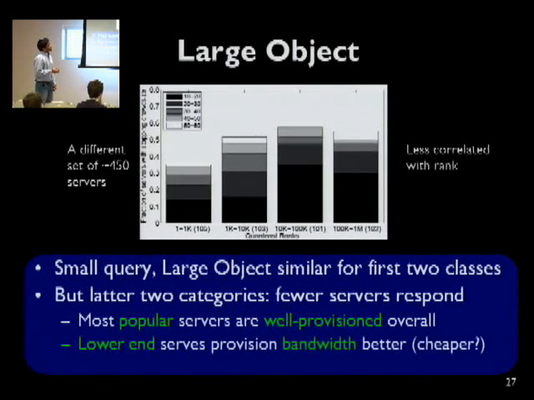And this is the bandwidth test, where all clients request the same large object. The thing that's a bit surprising is, in the first two rank ranges, the results are fairly similar across small query and large object. You see the same number of servers showing a degradation in response time. But in the last two categories, there's no increase in the total fraction. It flattens out over here, probably indicating that the most popular servers provision all their resources really well.